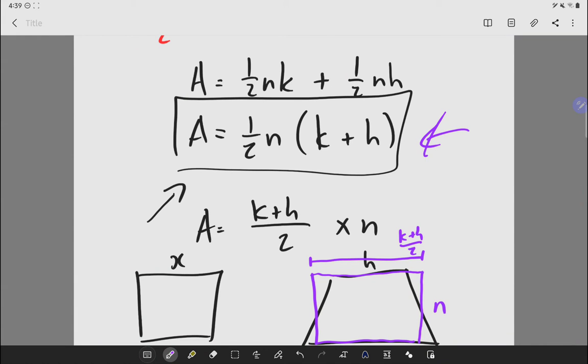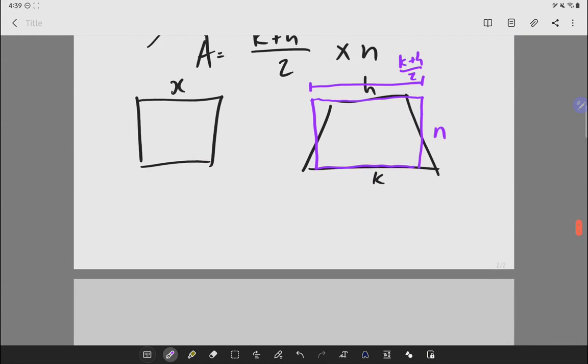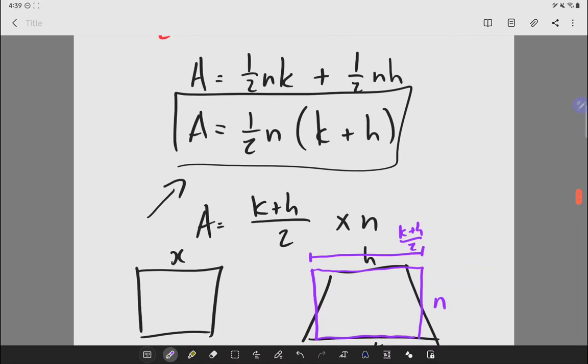But that's how it is. That's the formula. All right, see ya.